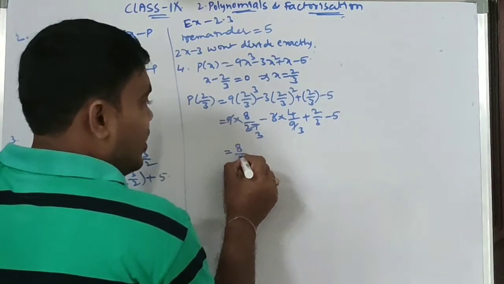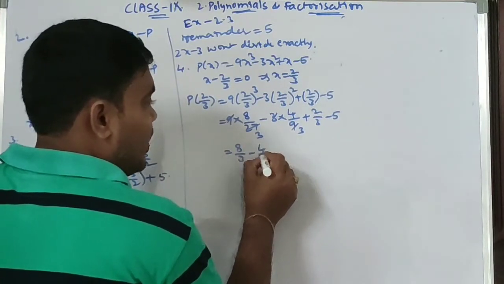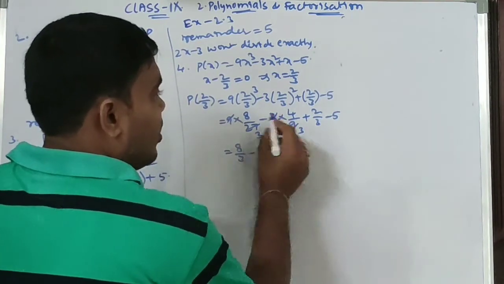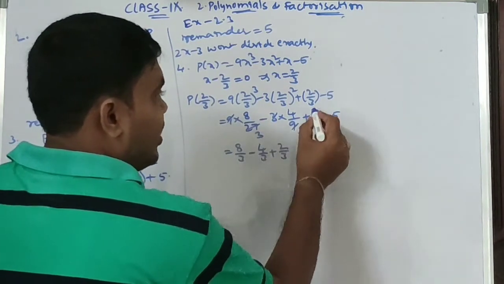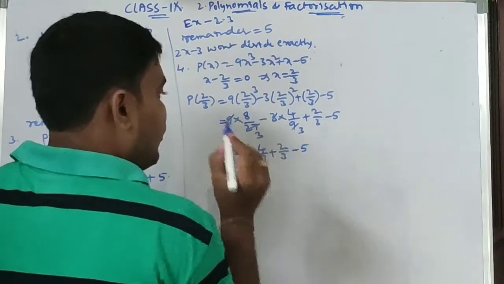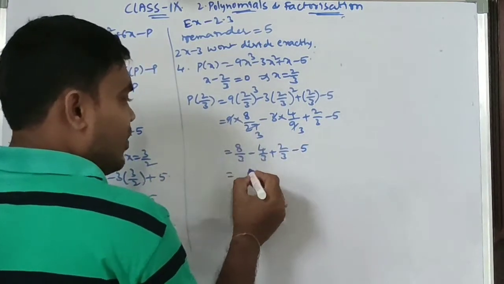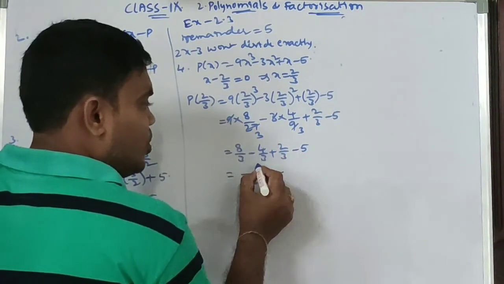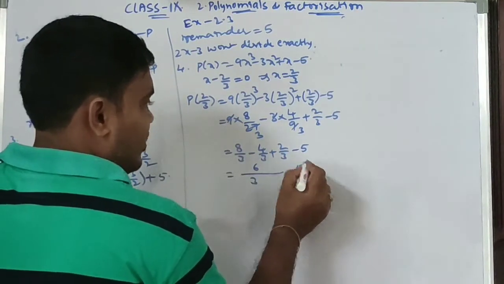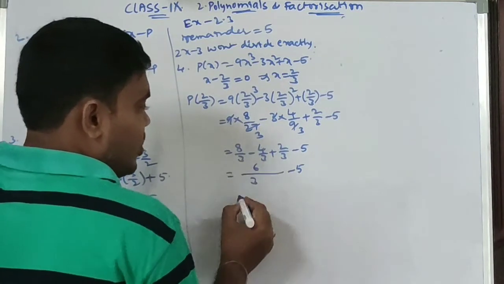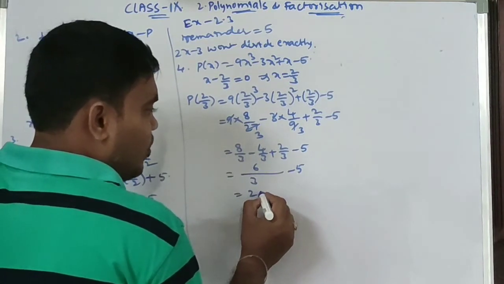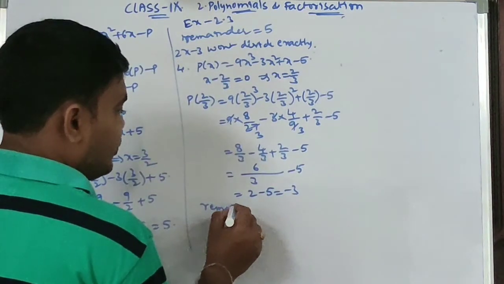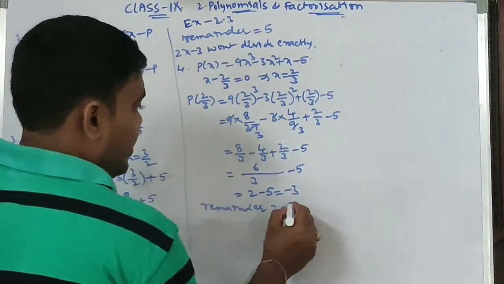So 8 by 3 minus 4 by 3 plus 2 by 3 minus 5. So denominator 3: 8 minus 4, 4 plus 2, 6, so 6 by 3 equal to 2, minus 5 equal to minus 3. Therefore the remainder equal to minus 3.